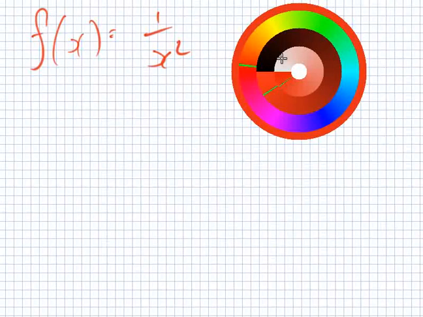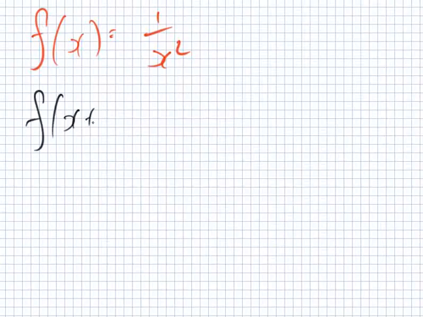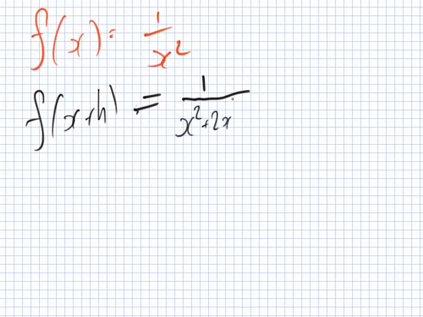Right. f(x) equals 1 over x squared. Switch back to black. So f(x plus h). Now please do not freak out. I'm doing 2 steps in one, because the denominator will be (x plus h) squared. So rather than writing (x plus h) squared, I'll immediately write x squared plus 2xh plus h squared. Yeah?